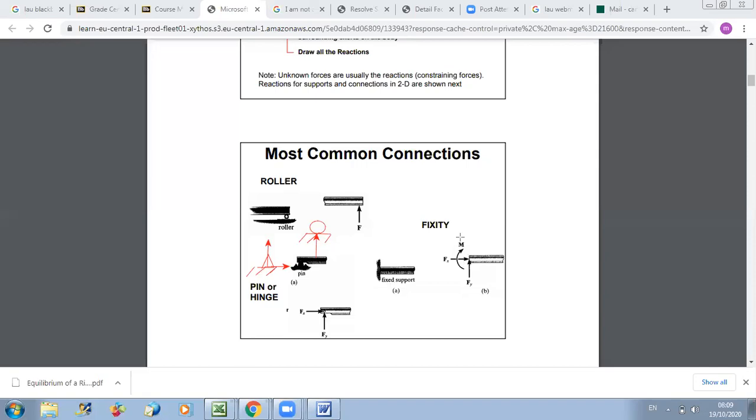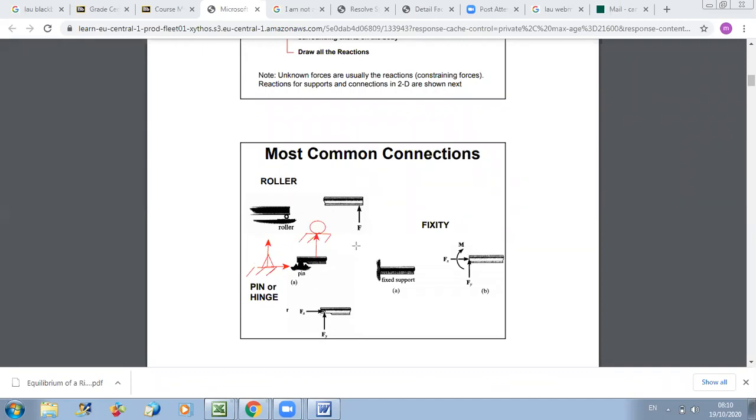Okay, so always if you want to know what the types of reaction are, you should think about what this reaction is opposing. In the case of the roller, you can slide your beam like this, so it will not develop a resistance along X. You can rotate your beam, so it will not develop a moment. It will only prevent you from going in the downward direction. This is why it is giving a force that is perpendicular to contact. For the pin, you cannot displace in X and Y, but you can rotate about the pin.